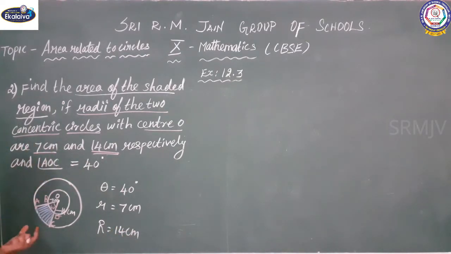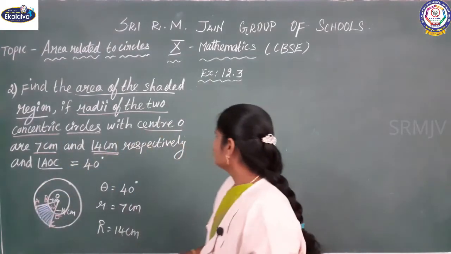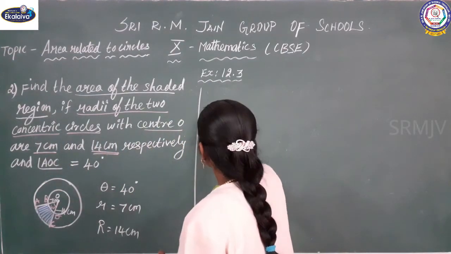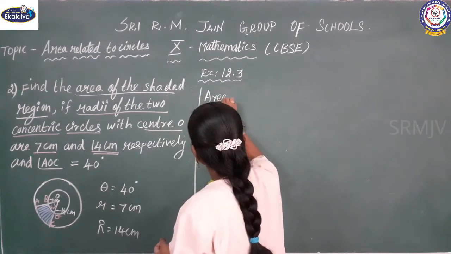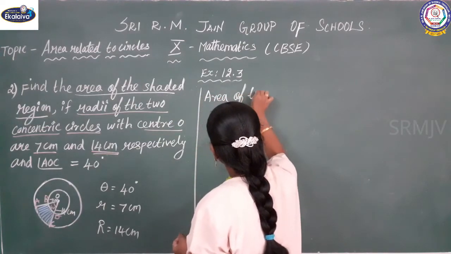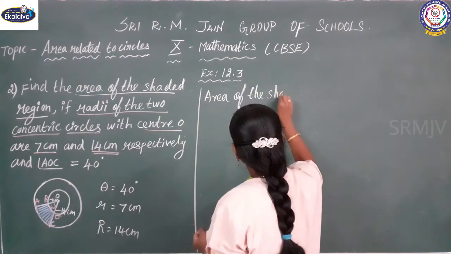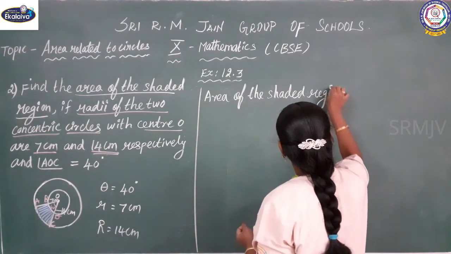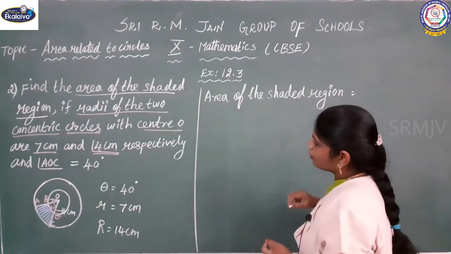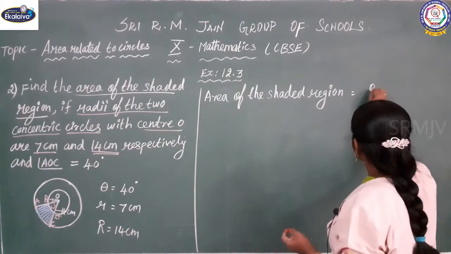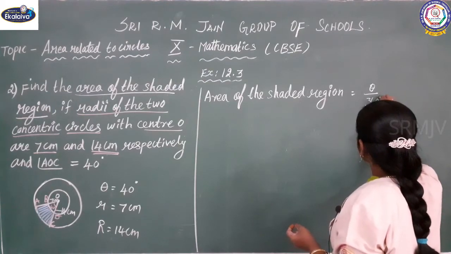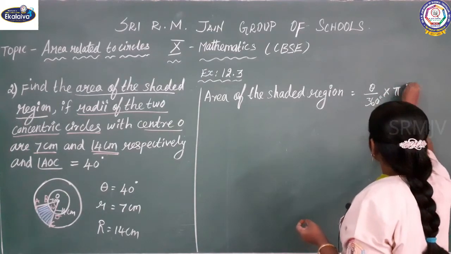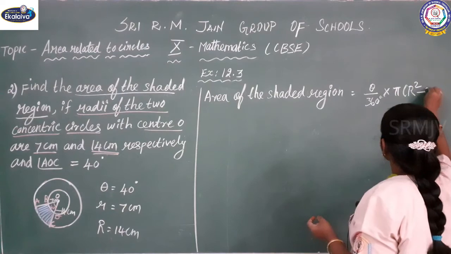Okay, so we are going to find the area of the shaded region. So area of the shaded region equal to theta by 360 into pi into R square minus r square.